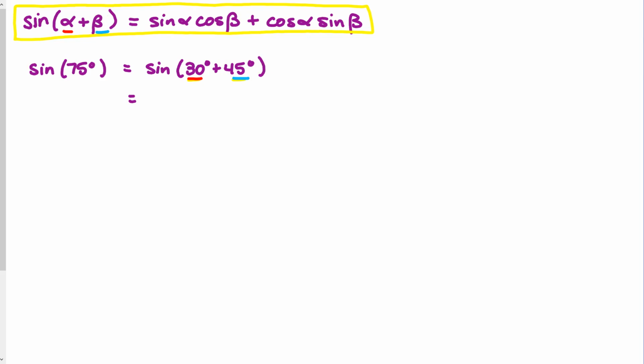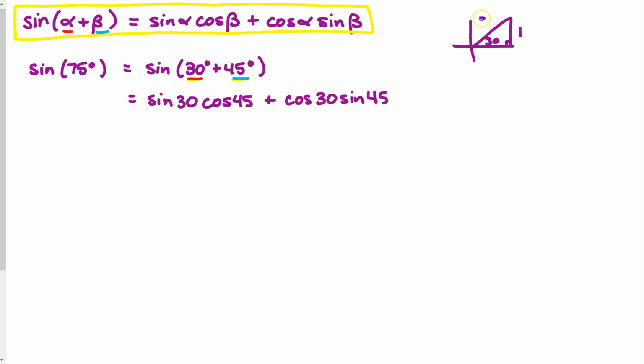So the first thing we're going to do is sine alpha, so sine 30, times cosine beta, cosine 45. I'm not going to write the degree symbol every time. Hopefully that's okay, just being lazy. Plus cosine alpha is cosine 30, times sine beta would be sine 45. Now you know how to find each of those values: 30 degrees, reference triangle, and 45 degrees, reference triangle.